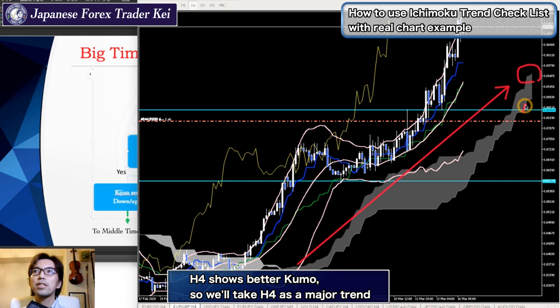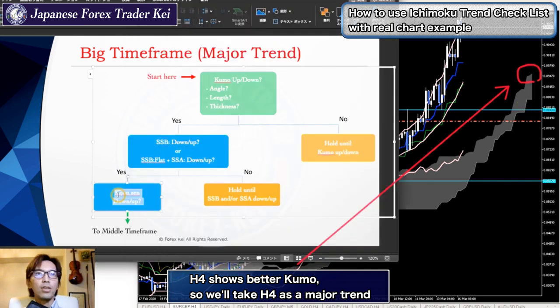But sometimes Senkou Span B goes flat. And in that case, you look at this Senkou Span A and see if this is pointing upwards. And yeah, this is pointing upwards, so this is good. So it's yes, Senkou Span A is moving up. And then you move on to the third question. All right, so is Kijun Sen going up in this case?